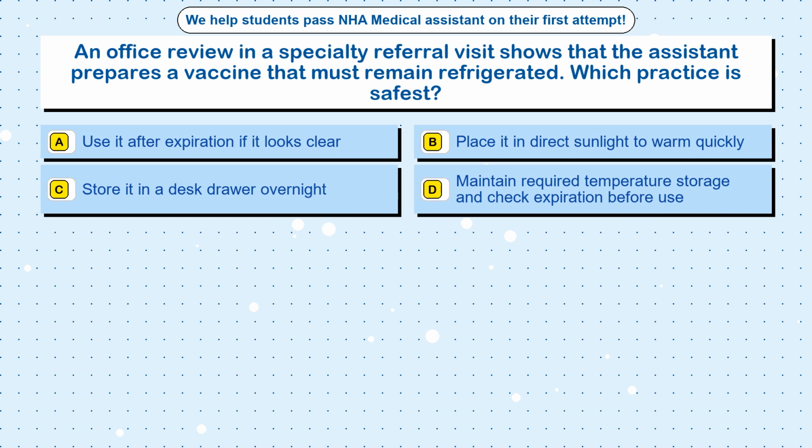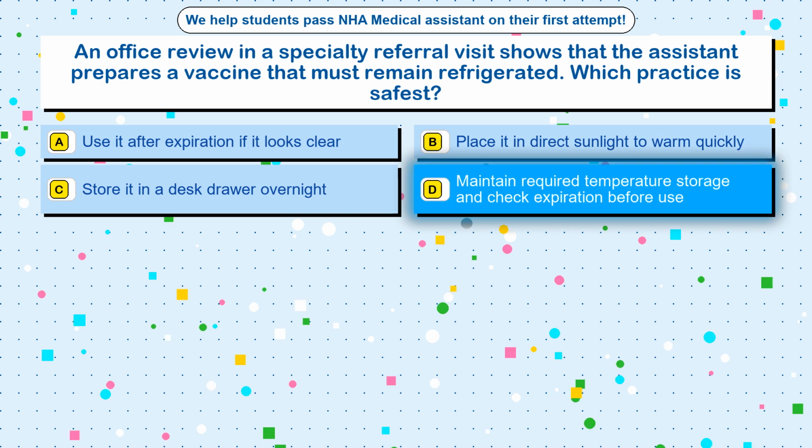Question 46. An office review in a specialty referral visit shows that the assistant prepares a vaccine that must remain refrigerated. Which practice is safest? Option A. Use it after expiration if it looks clear. Option B. Place it in direct sunlight to warm quickly. Option C. Store it in a desk drawer overnight. Option D. Maintain required temperature storage and check expiration before use.